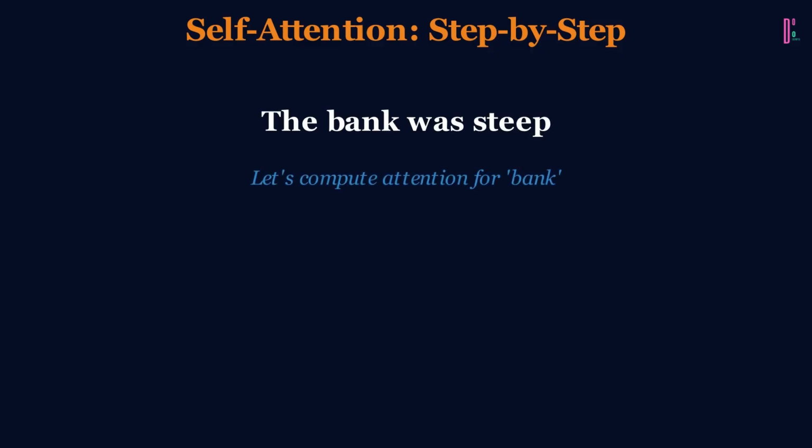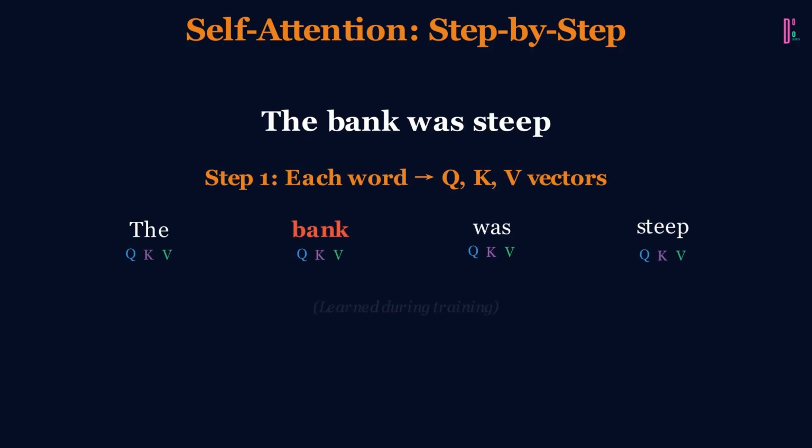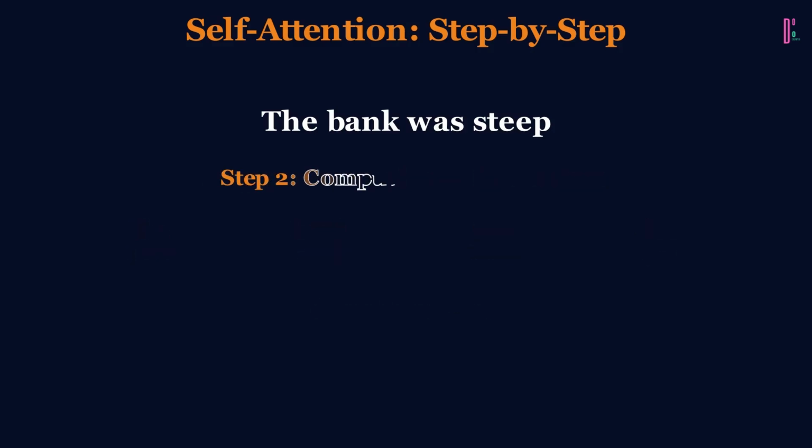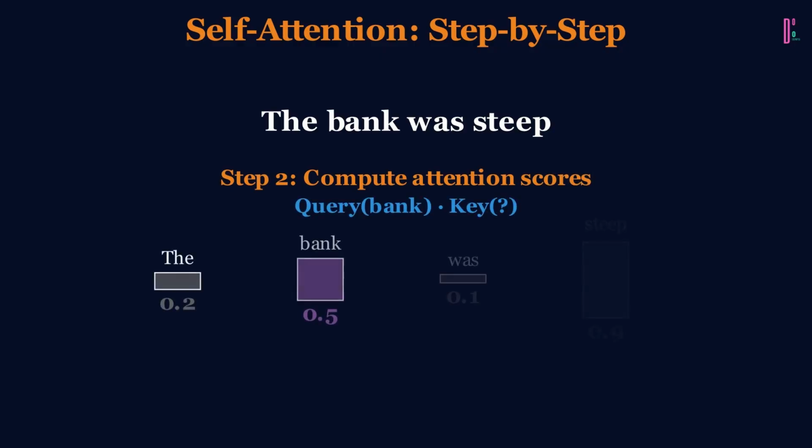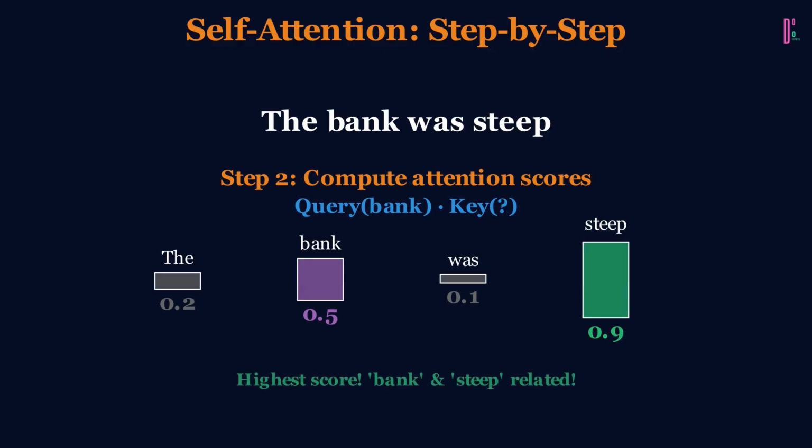Let's compute self-attention for "the bank was steep." Step 1. Each word gets 3 vectors: query, key, value, learned during training. Step 2. For "bank," we compute attention scores. How relevant is "the"? Query bank, key the. How relevant is "was"? Query bank, key was. How relevant is "steep"? Query bank, key steep. Highest score. Bank and steep are strongly related.